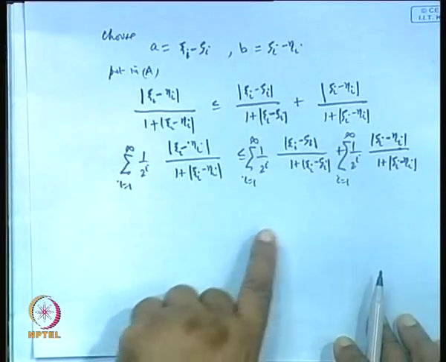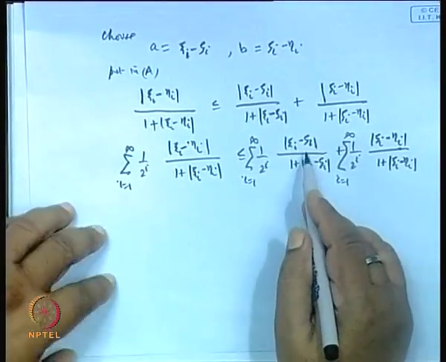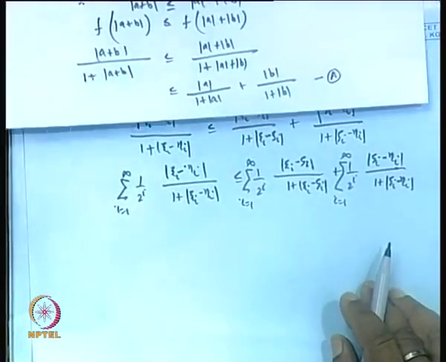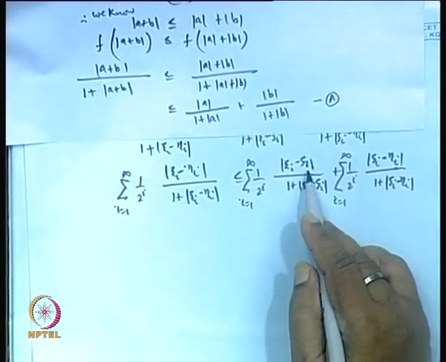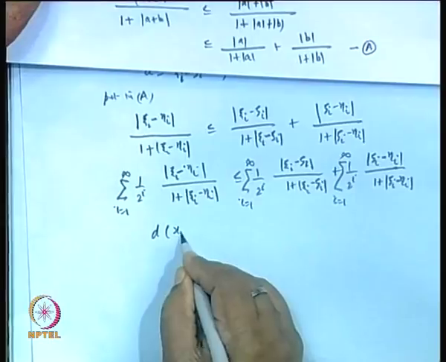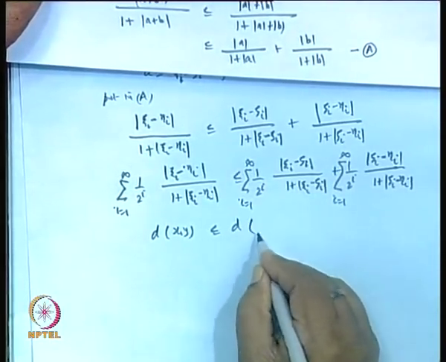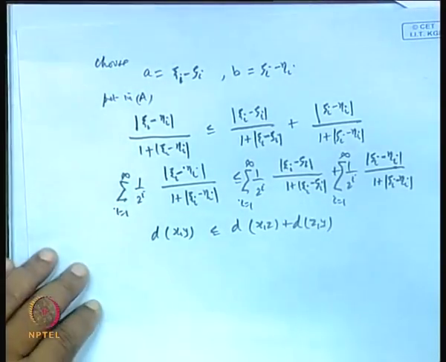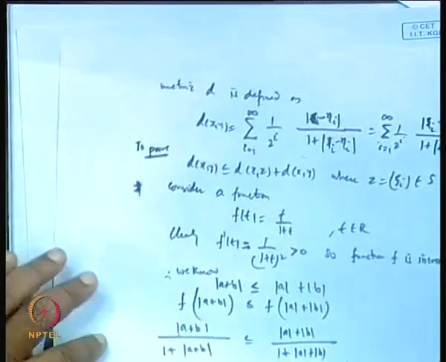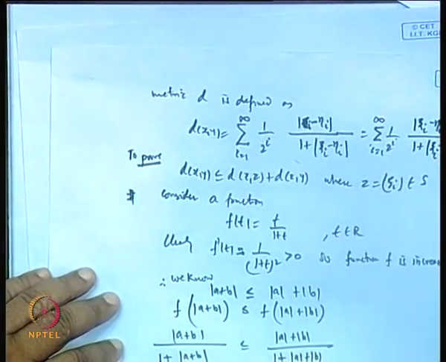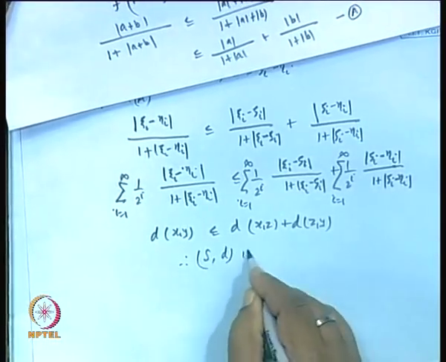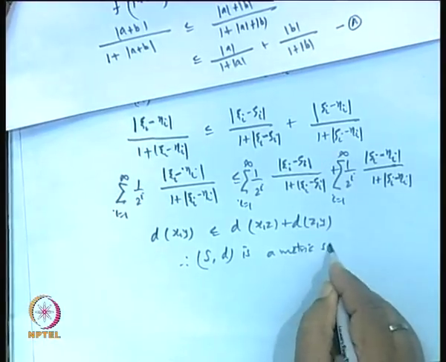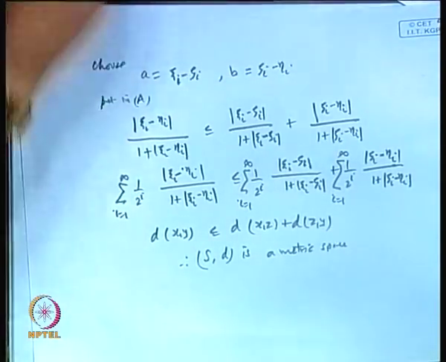Now, because x is xi, z is zeta I, y is eta I, basically this will give d of x y is less than or equal to d of x z plus d of z y. So, this shows the triangular inequality is also satisfied by this function. Therefore, S with this d is a metric space. Okay? This S with this.